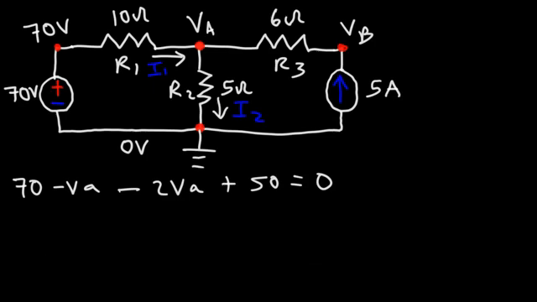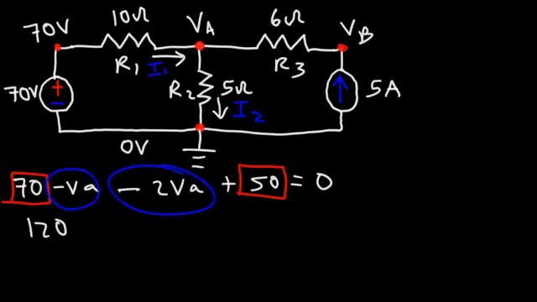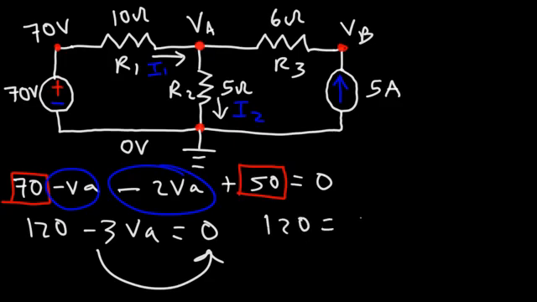So now let's combine like terms. 70 plus 50, that's going to add up to 120. And here we have negative VA minus 2 VA. That's like negative 1 minus 2, that's negative 3, or negative 3 VA. Now I'm going to move this term to the other side. It's a negative on the left side, but it's going to be positive on the right side. So I have 120 is equal to 3 times VA.